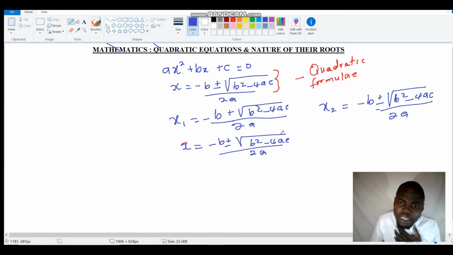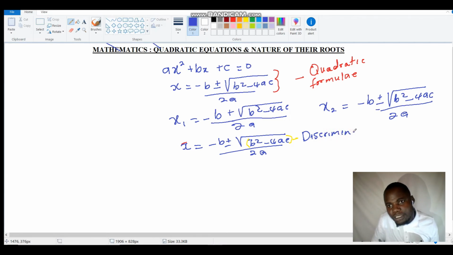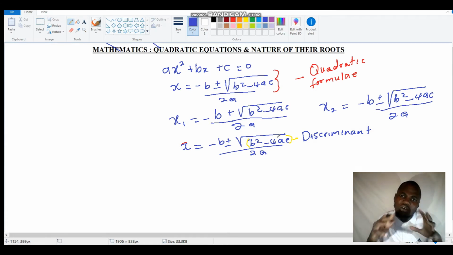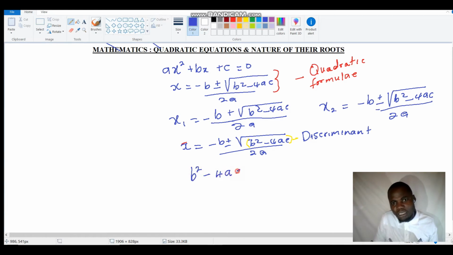The part that is under the square root is the one that determines the nature of quadratic equation roots, and we call that thing under the square root the discriminant. So the nature of quadratic equation roots is determined by the discriminant. The discriminant is b squared minus 4ac. This is the part that determines the nature of the roots.